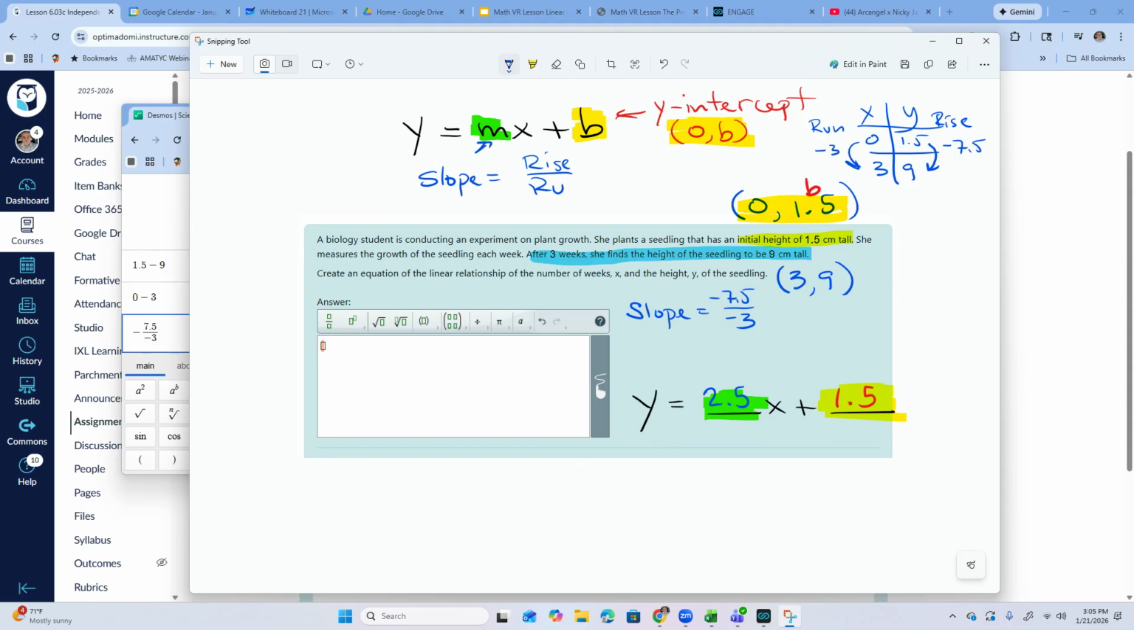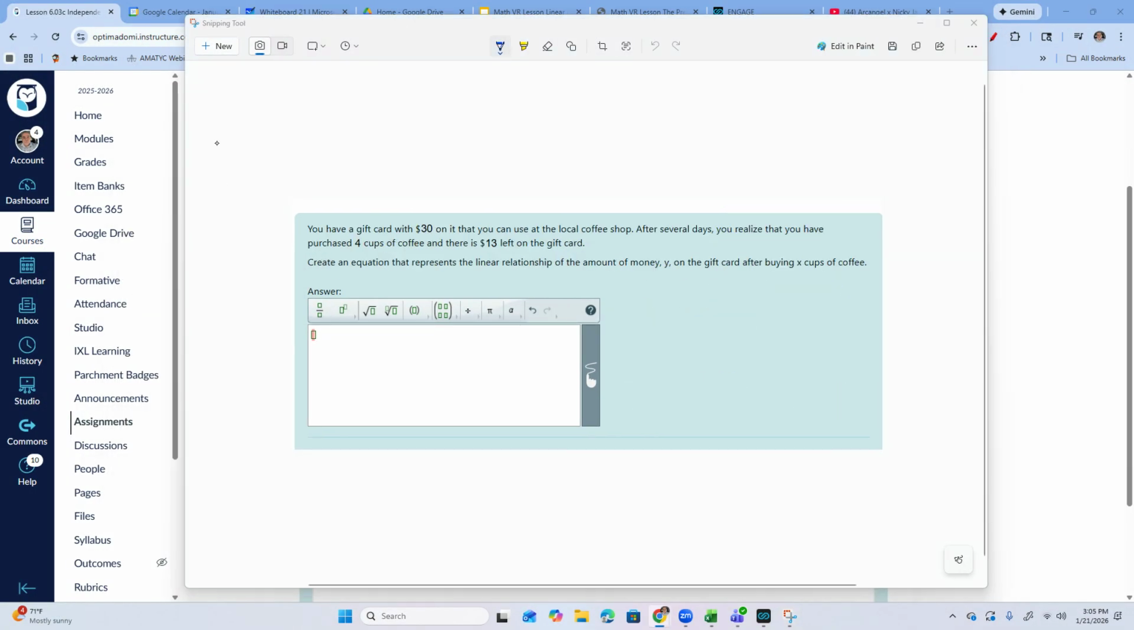Let's do the last problem. And by the way, this was problem number 1. Okay, let's do the last problem. Okay, this is problem number 6, the last problem. You can see it's another word problem.